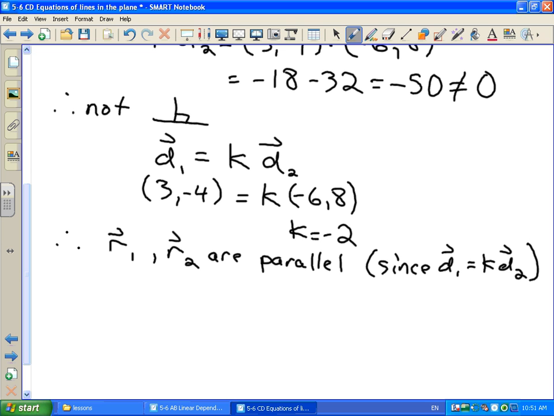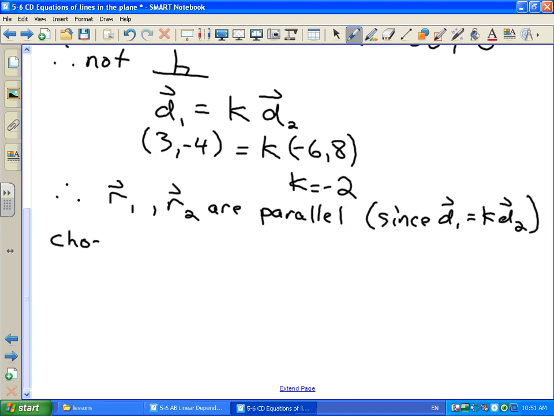Well, they're parallel. Let's check to see if these two lines are actually coincident to one another. In other words, they're the same line. How can we check this? Any thoughts? The easiest way to do this is pick a point on one line, see if it's also on the other line. Okay? So let's choose a point on our second line, R2, and see if it is also on R1.